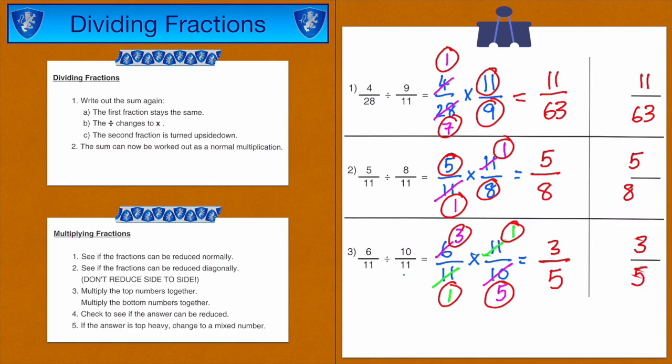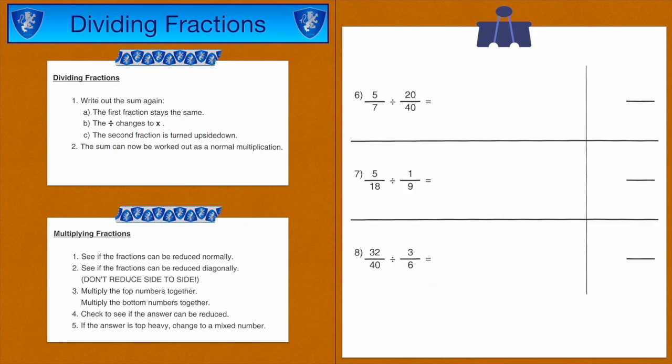Right, now we're just going to look at what happens if your answer is an improper or top heavy fraction. So let's just do this. So we're doing it the same as before. First of all, write out your sum. So we've got 5 over 7 stays the same. Divide changes to times. Second fraction goes upside down, so it's 40 over 20. Right, I can't reduce that.